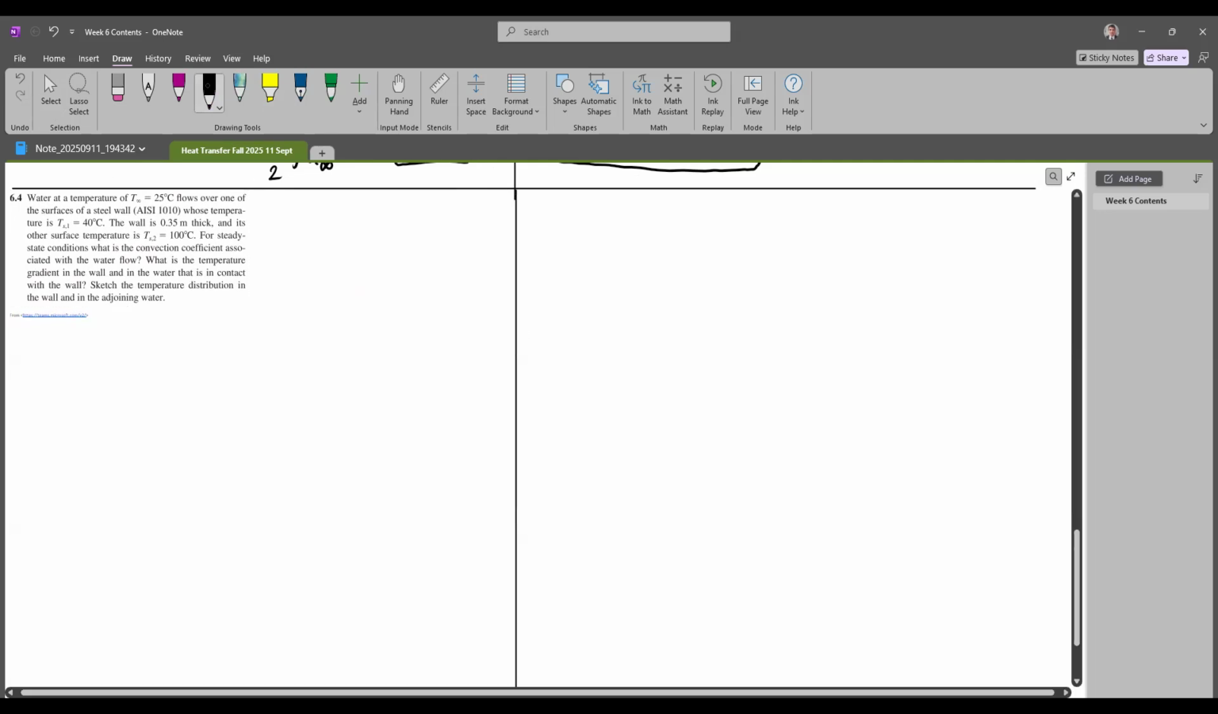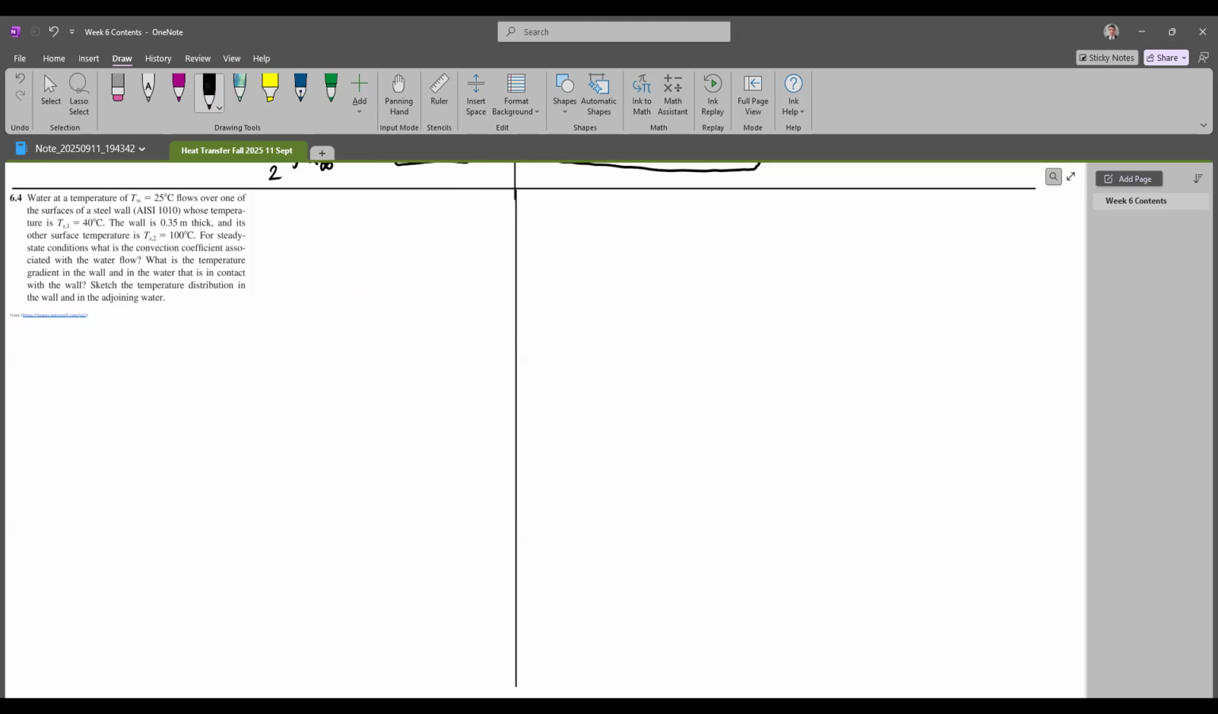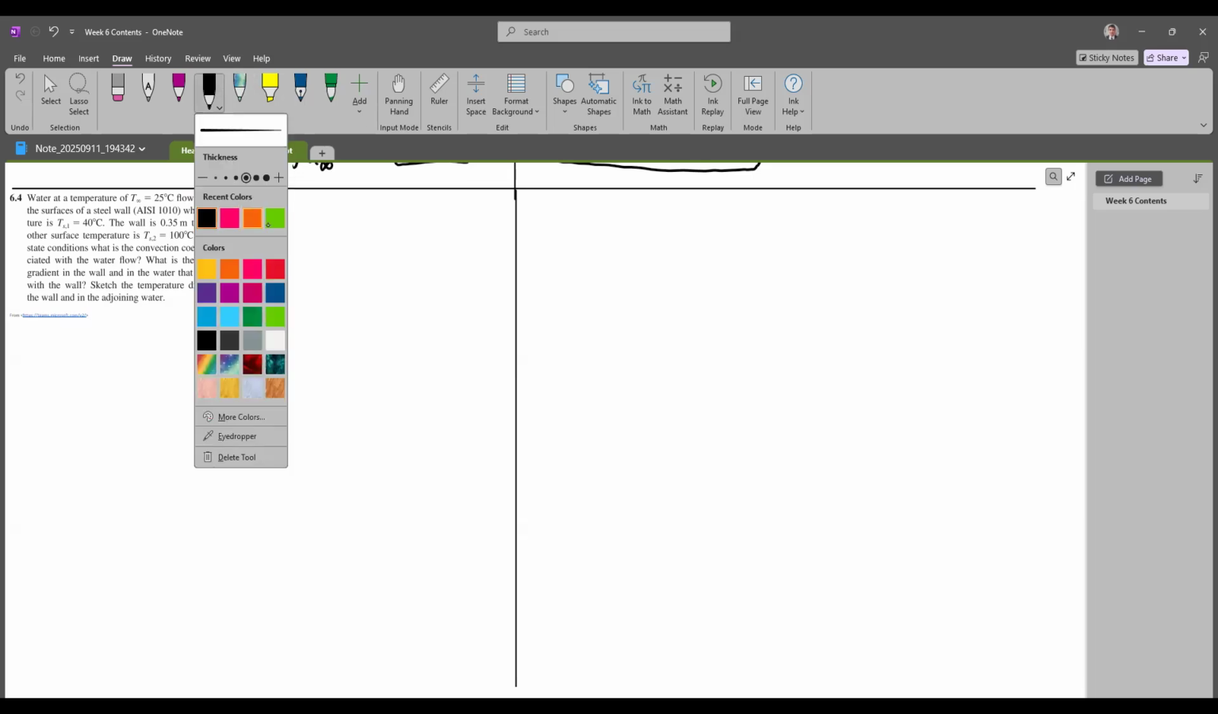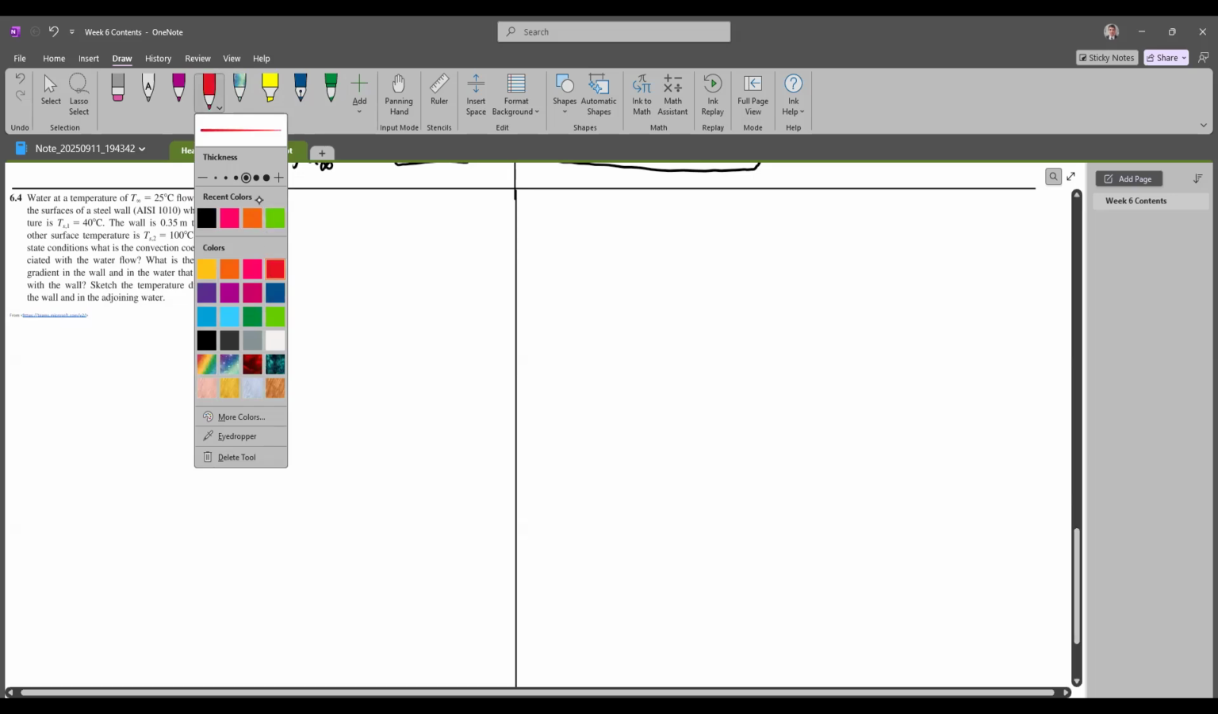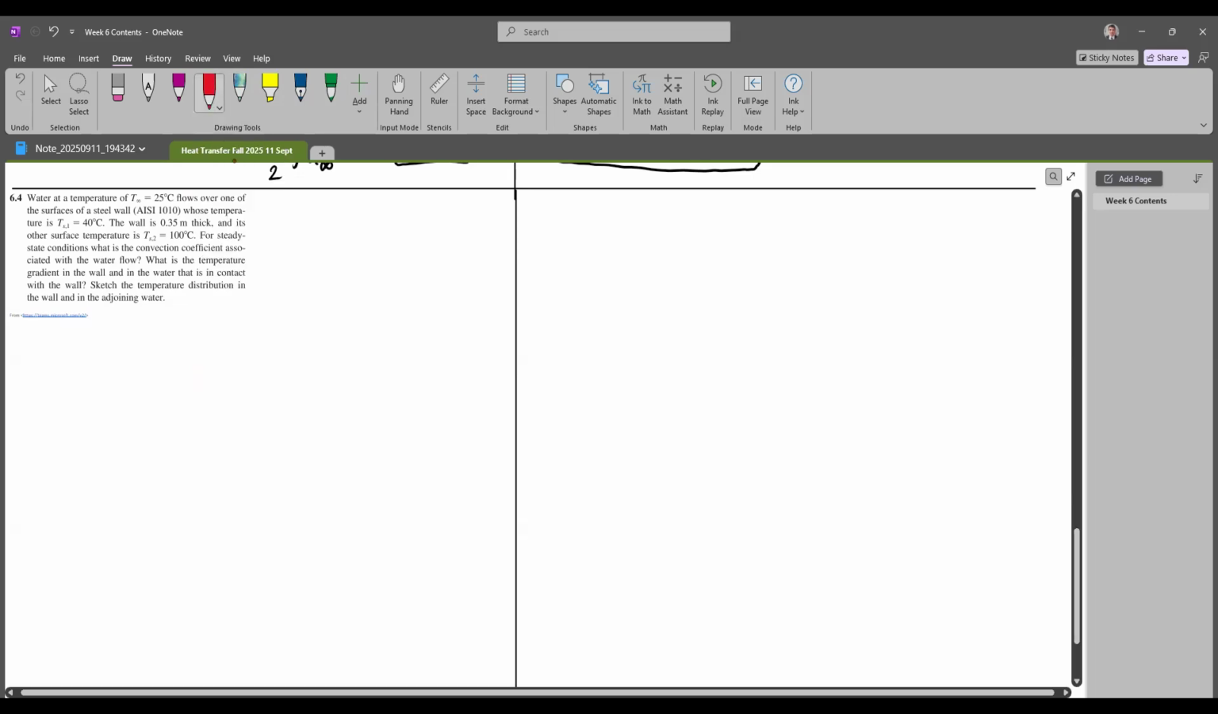Okay. Water at a temperature of 25 degrees Celsius flows over one of the surfaces of a steel wall whose temperature is 40 degrees Celsius. The wall is 0.35 meters thick and its other surface temperature is 100 degrees. Okay, one is 100 degrees, one is 40 degrees, and water is at 25 degrees. So the one which is near the water would be 40 degrees, and the other one is going to be 100. That's how things are making sense in my mind. So let me draw it.